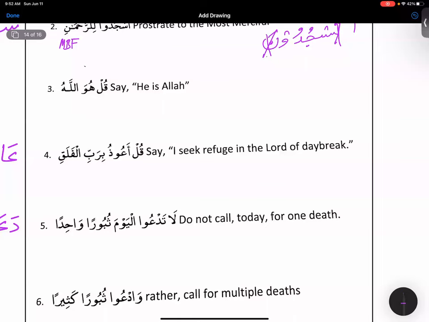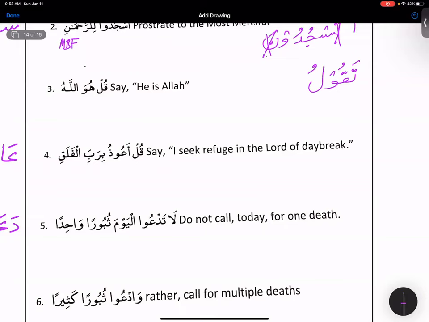Qul huwallahu. So what is this Qul? Qul, fi'l amr. Hmm. How do we know what's going on here? This can be tricky. What is the base form? Qala yaqulu. Exactly. So qala yaqulu, and then the anta version would be taqulu.